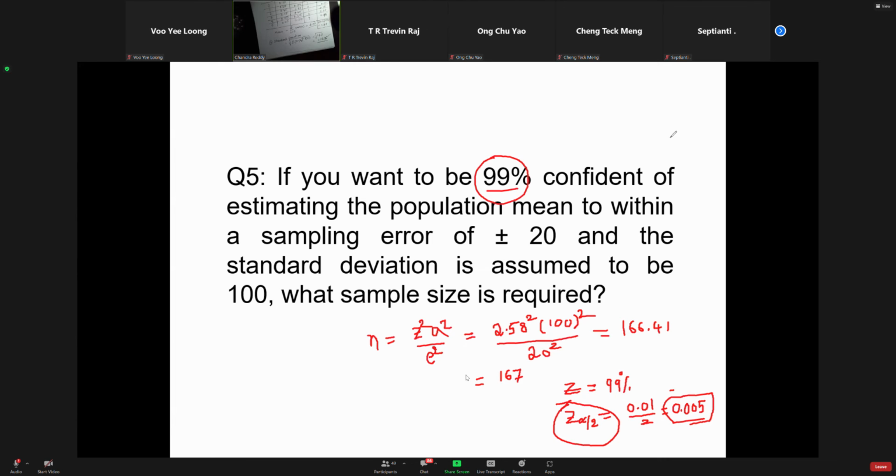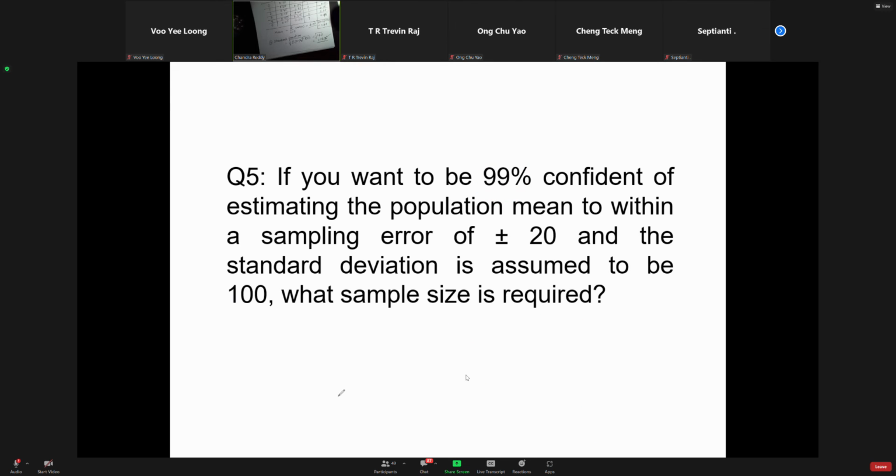All right. So there will be one question where you will be calculating the sample size, and for this type of question, there will be only 5 marks. All right, if this is clear, then we'll move on to the next question.